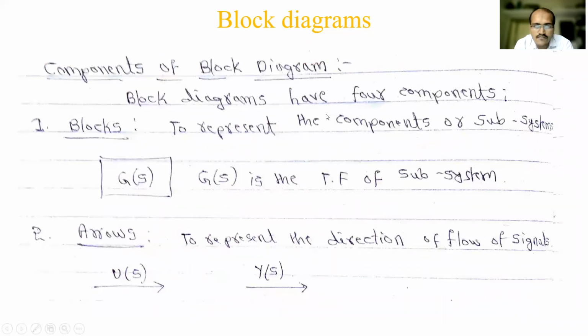There are 4 components of a block diagram that I'll show you. The first one is blocks. A block is represented like a rectangular box, to represent the components or subsystems. These rectangular boxes represent the components of a control system, or a subsystem of a major control system, and inside it something will be written. G(s) indicates the transfer function of that particular block or subsystem. Sometimes just G only can be written, or G(s) also.